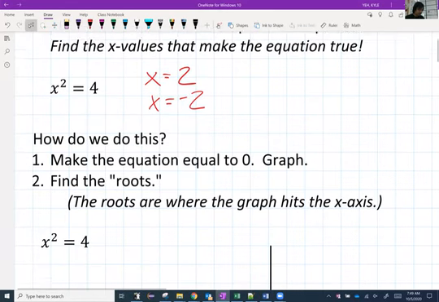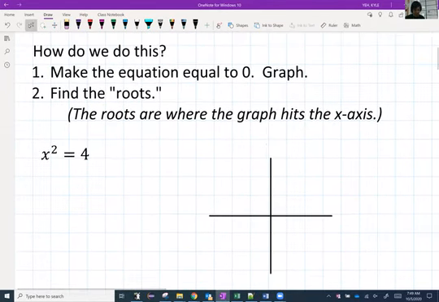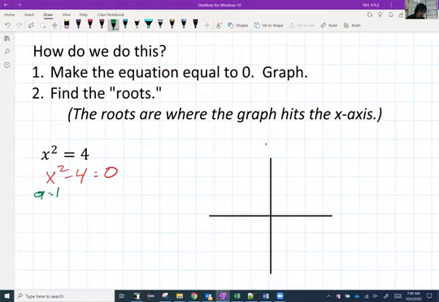But let's see how this works with our equation that we kind of knew the answer to. We just figured it out, 2 and -2. So if we have x squared equals 4, step 1, make it equal to 0. So I'm just going to say x squared minus 4 equals 0. Step 2 is graph. Well, step 1.5 is graph. So a is 1. We have 1x squared. We don't have any x's. That means b is 0. We have 0 x's. C is -4.